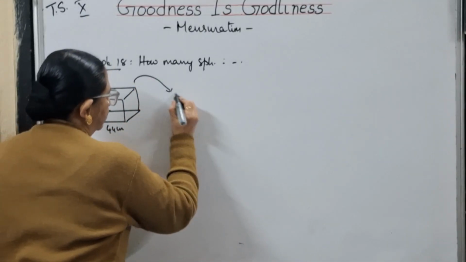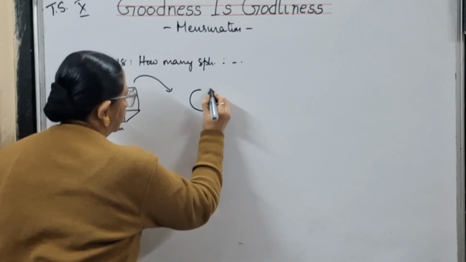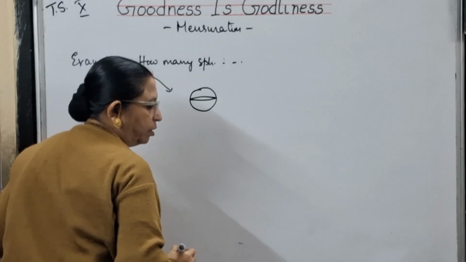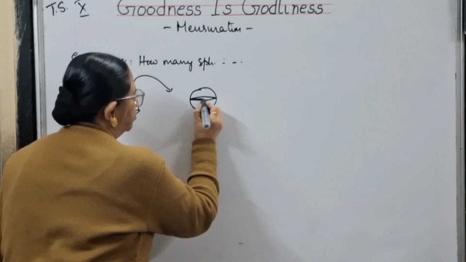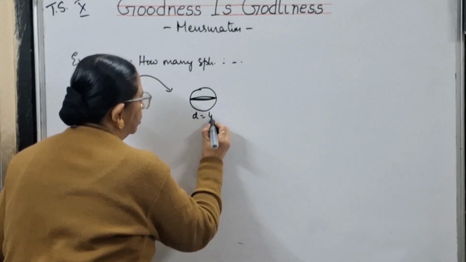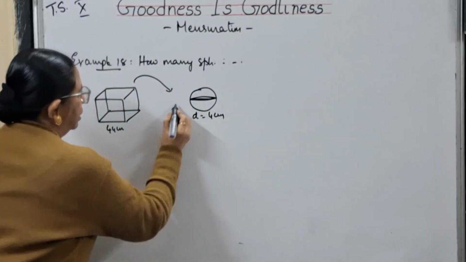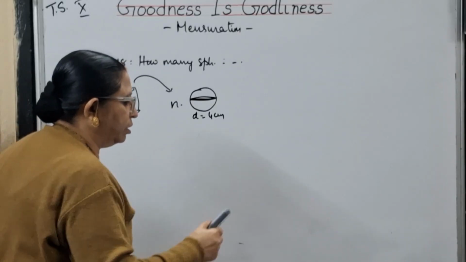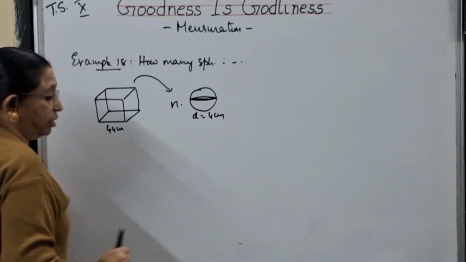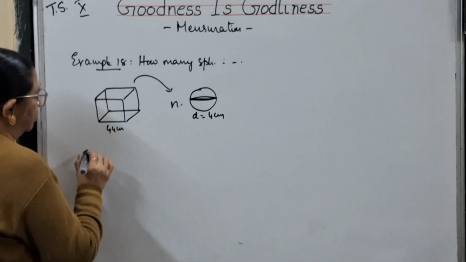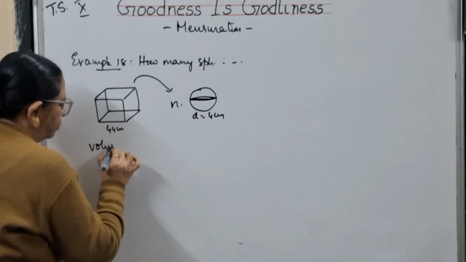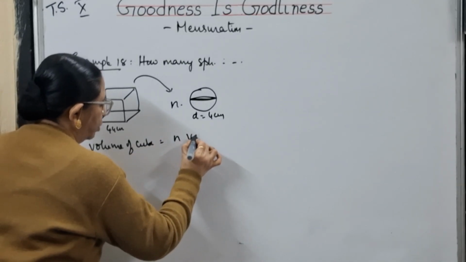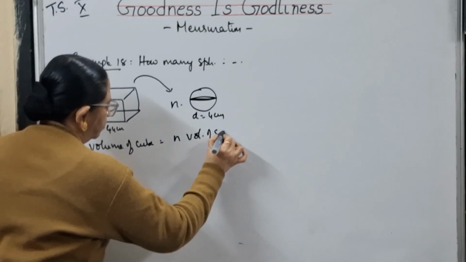It is converted into balls, spherical balls, whose diameter is 4 centimeters. Diameter D is equal to 4 centimeters. But how many, n number, have they made? We don't know how many. So the question is, I have to find how many balls are made. How many balls can be made? So we know that volume of the cube is equal to n volumes of the sphere.